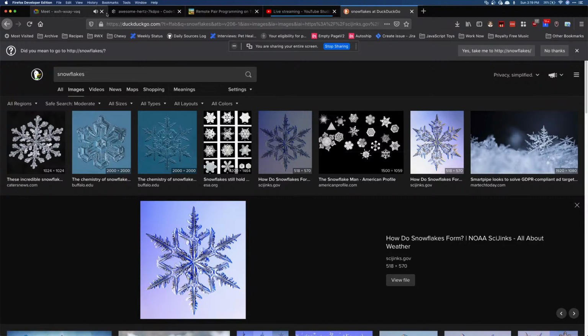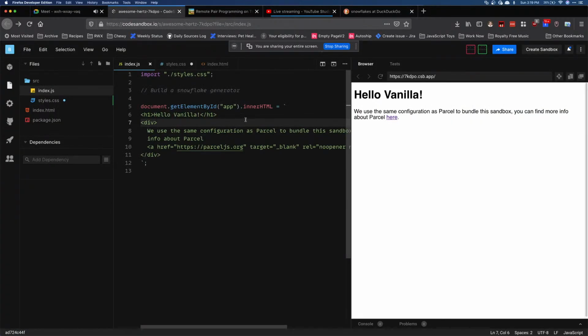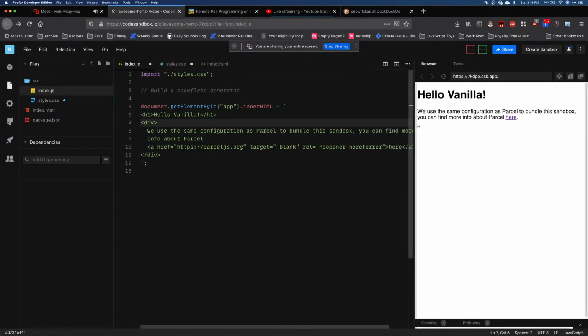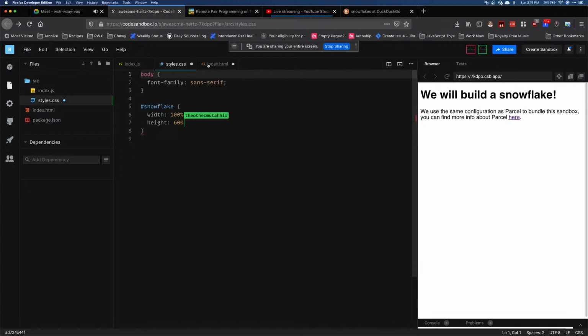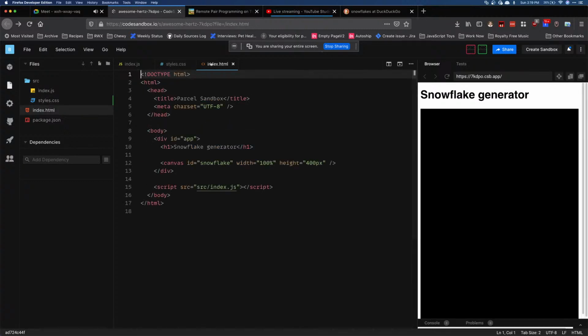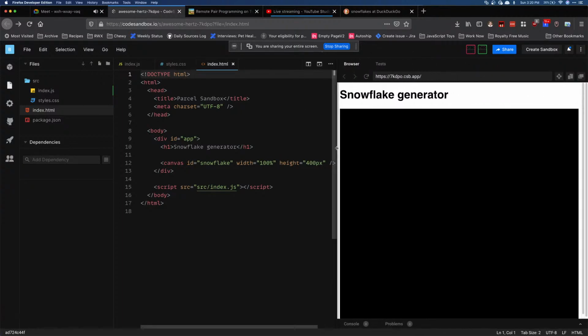So meanwhile, what I've been doing is I made a canvas with the ID snowflake on it, and I'm going to give it a height of, let's say, 600 pixels and a background of black for now. Okay. So now we have something to work in. Beautiful. Canvas.